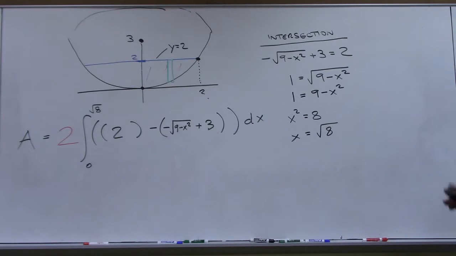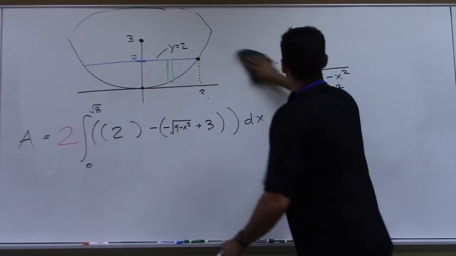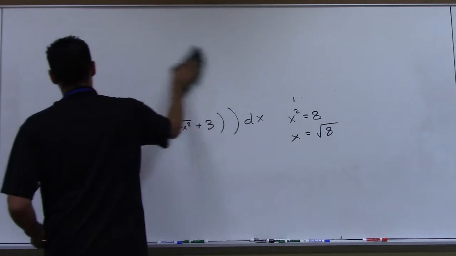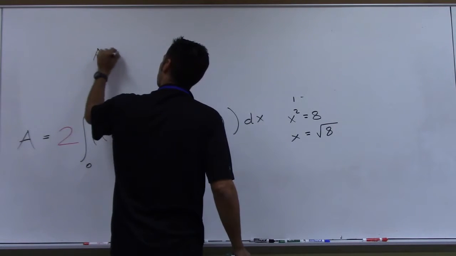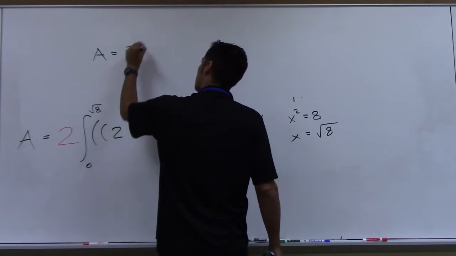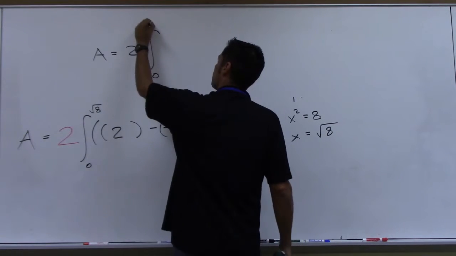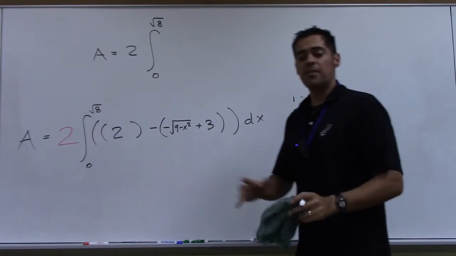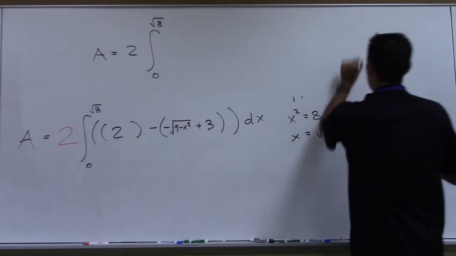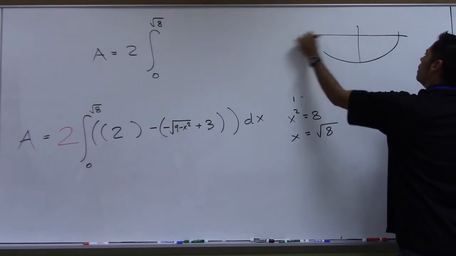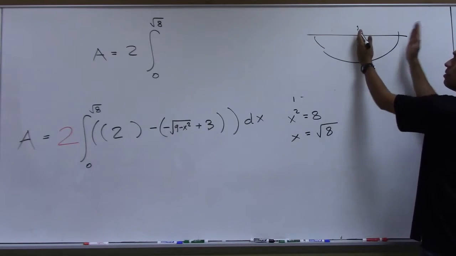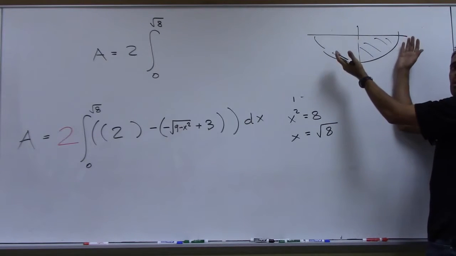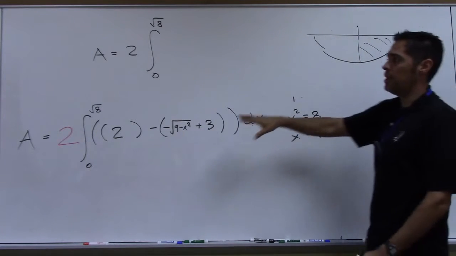All right, let me try and clean that up a little bit. So the area equals 2 integral 0 to root 8. Because of the symmetry of the problem with that circle, we were looking only from 0 to root 8 to get this area, but we said if we want the area of the whole thing, we were going to have to double our answer. So the 2 was just to pick up the other side.